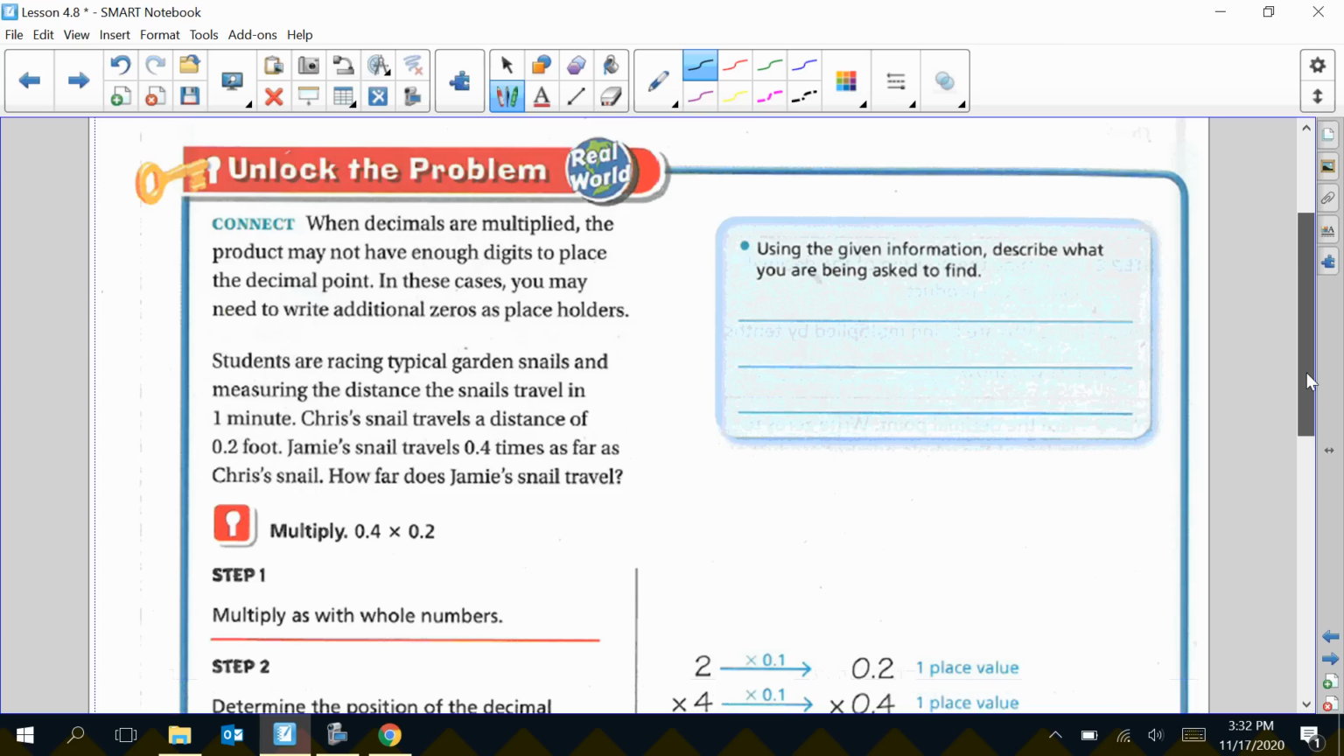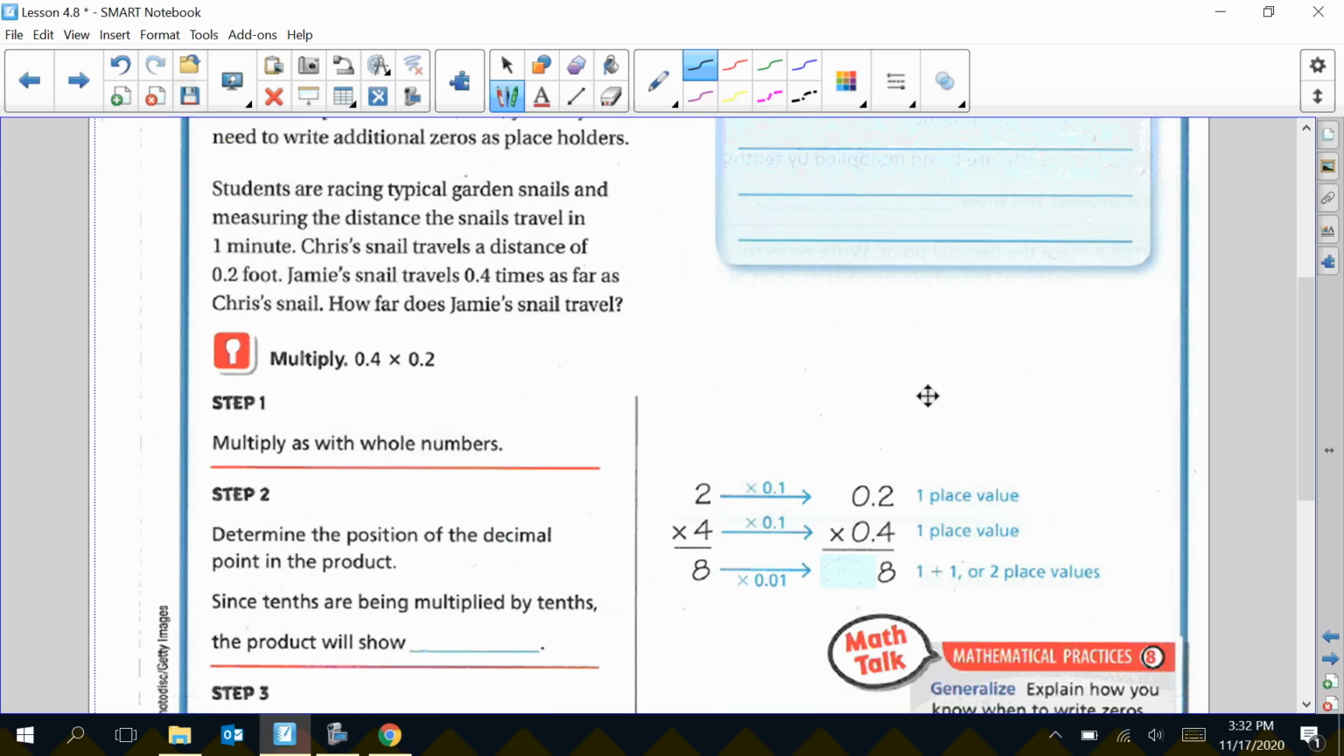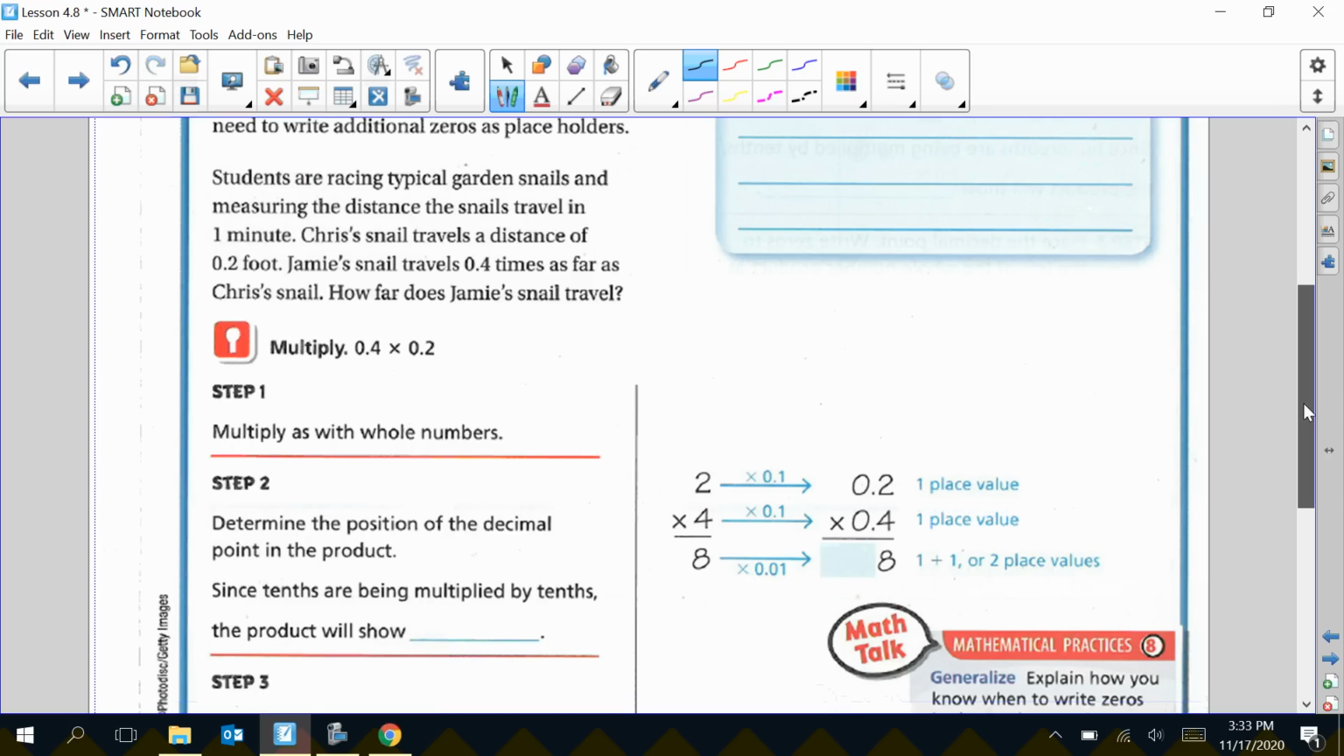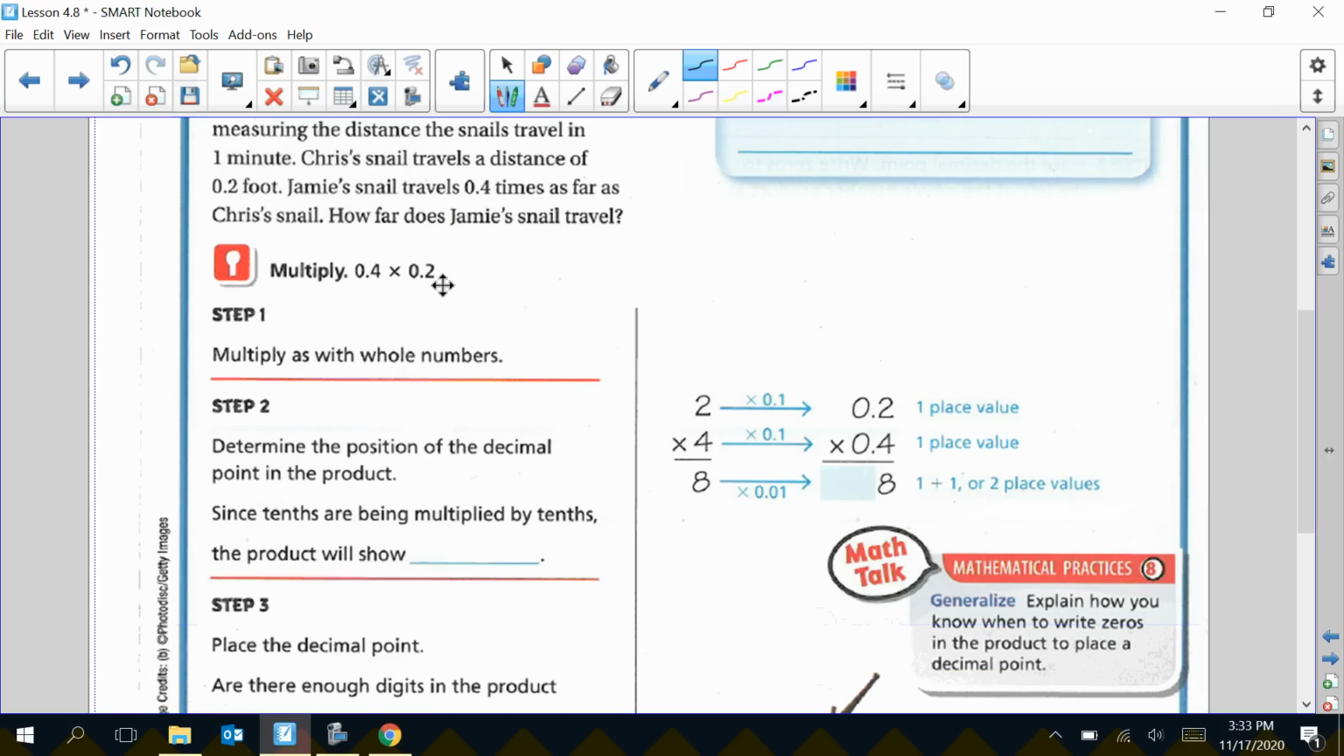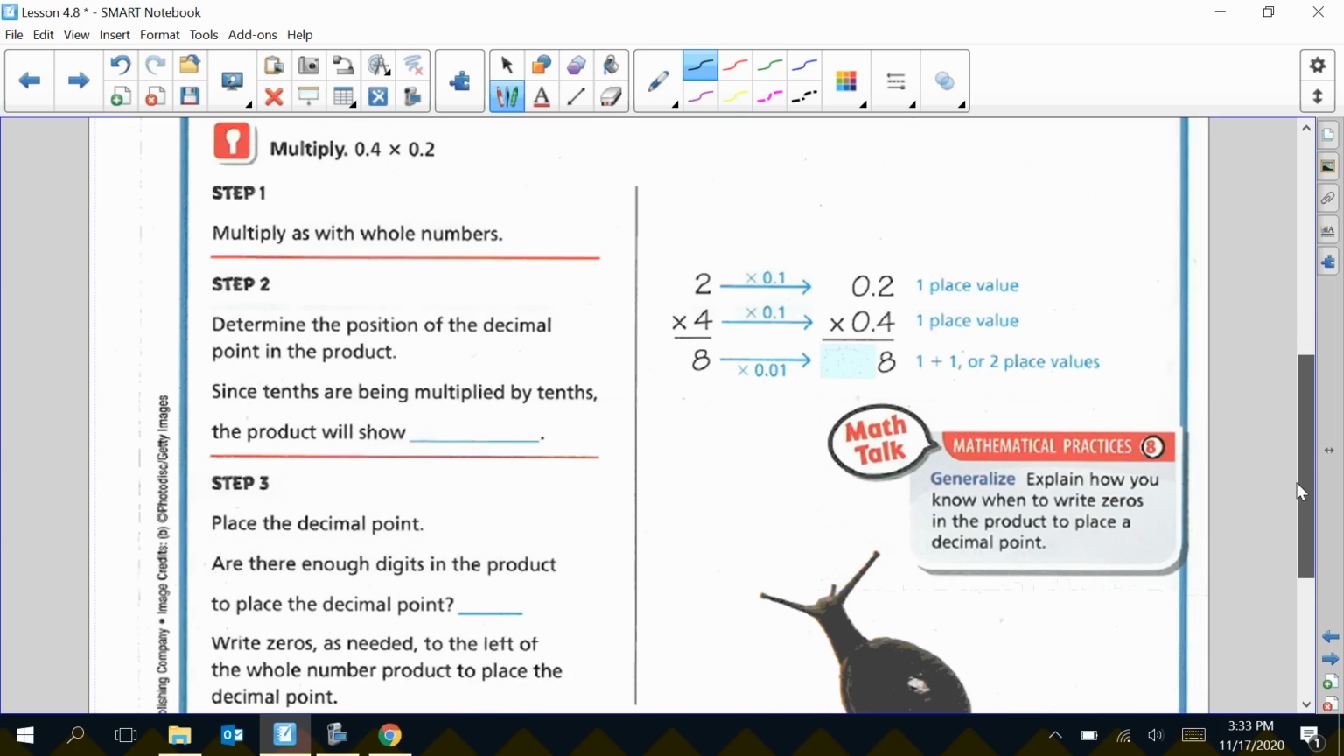The first question says, students are racing typical garden snails and measuring the distance the snails travel in 1 minute. Chris's snail travels a distance of 2/10 of a foot. Jamie's snail travels 4/10 times as far as Chris's snail. How far does Jamie's snail travel? So her snail travels 4/10 of the 2/10 of a foot. So we're going to multiply those two together, because it says 4/10 times.